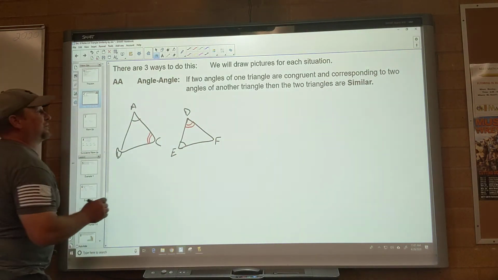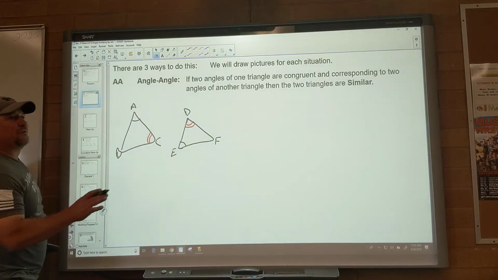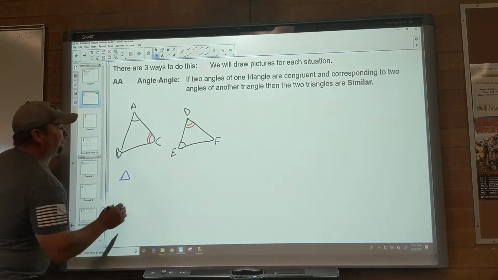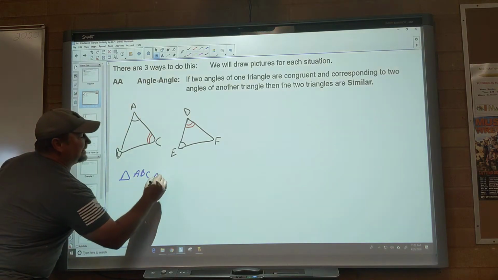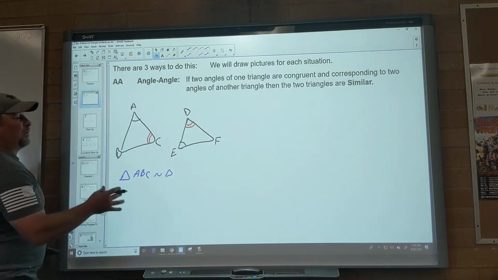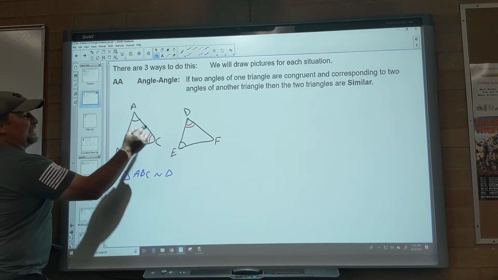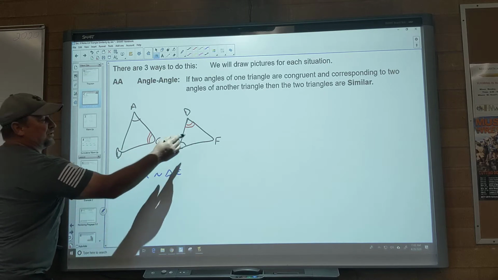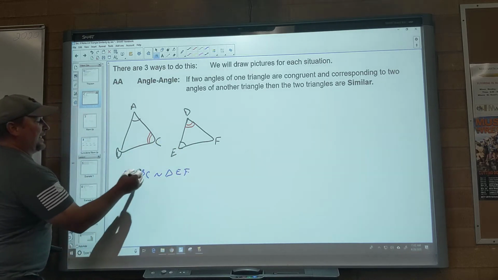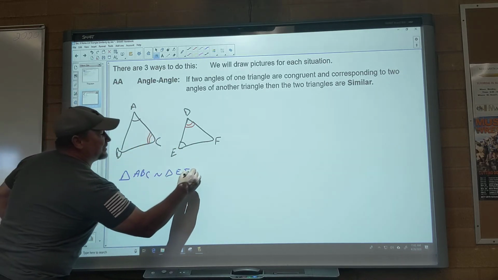Here's a statement, you guys. Triangle, and it never matters how you give your first three letters. Triangle, and we'll just go A, B, C is similar to triangle. Now watch how we have to follow the letters. A went with E. B had nothing, so it has to go with F. And C had two markings, so it has to go with D.